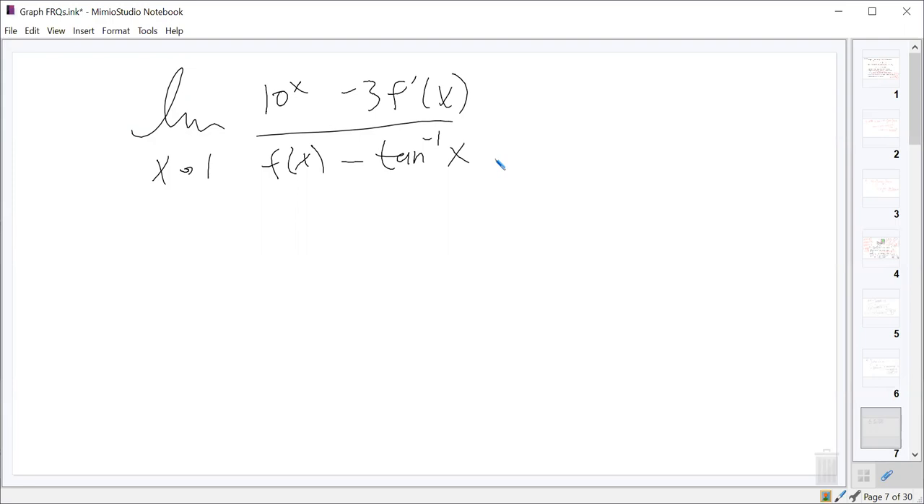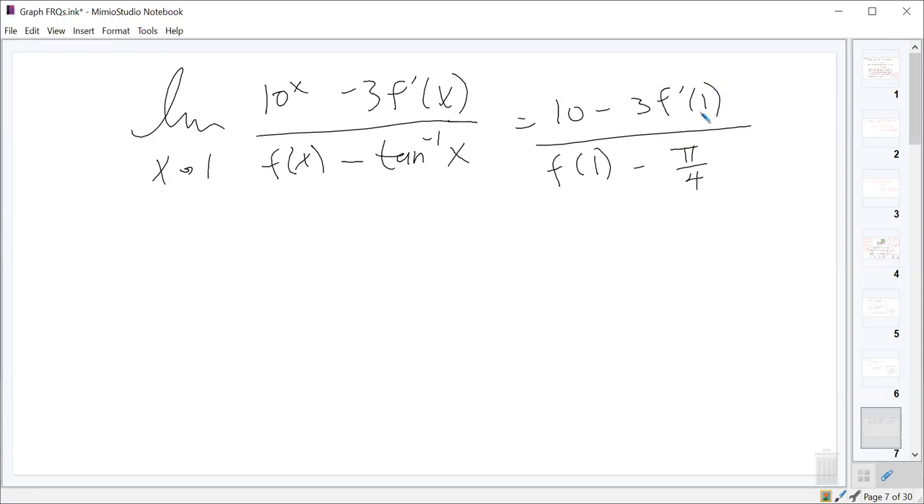I made a big deal about it in the review session, and I make a big deal about it all the time. I make people repeat over and over again: what do you do with the limit? You plug in the value, plug it in, right? So this becomes 10 to the first minus 3f prime of 1, which we'll find in a second, over f of 1, which we'll find in a second, minus the inverse tangent of 1, which is pi over 4.